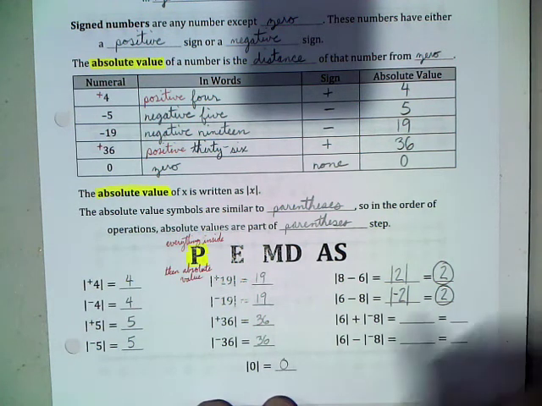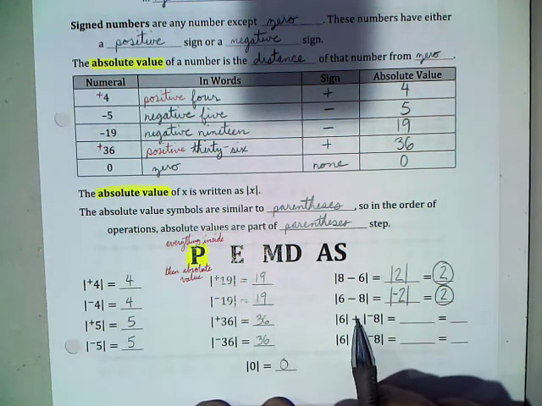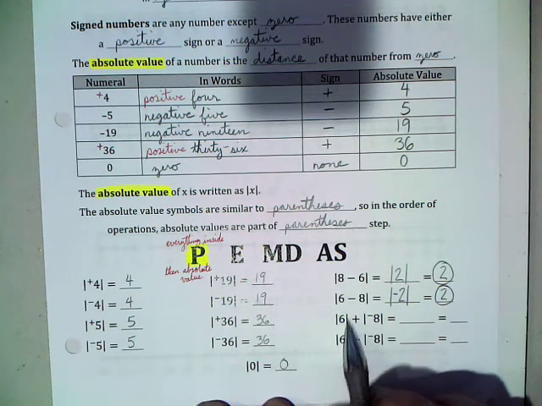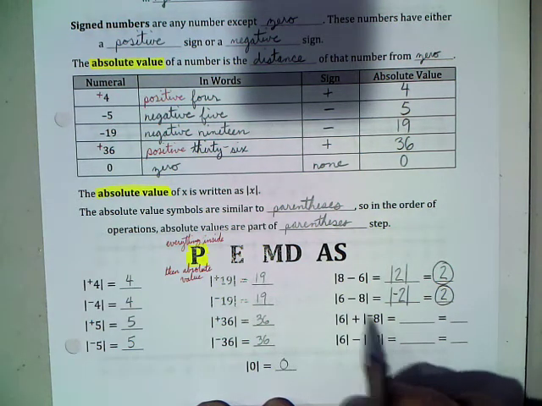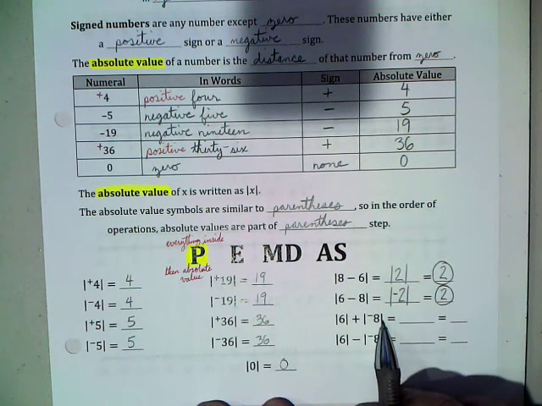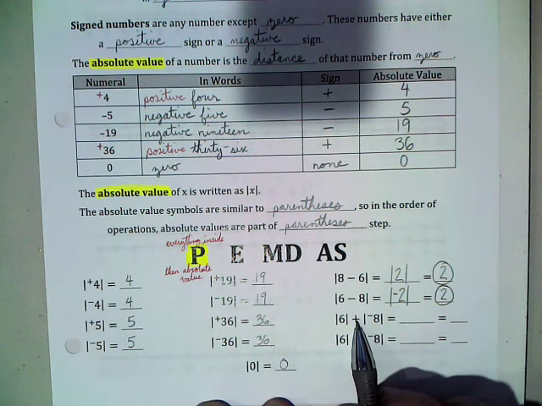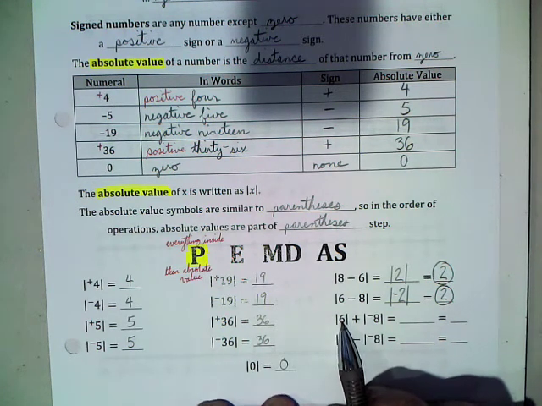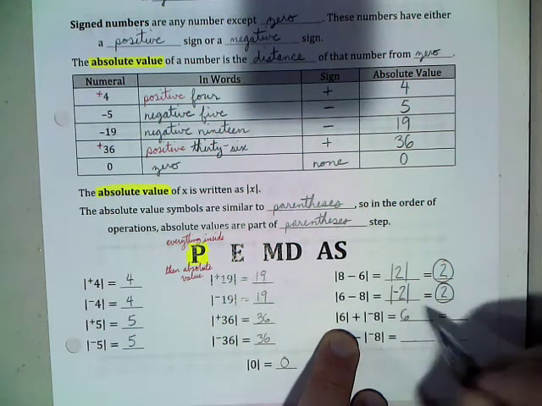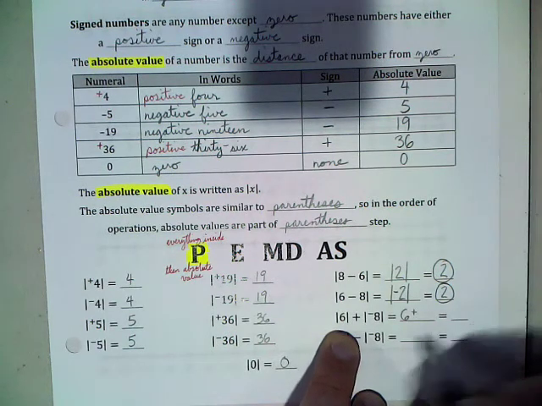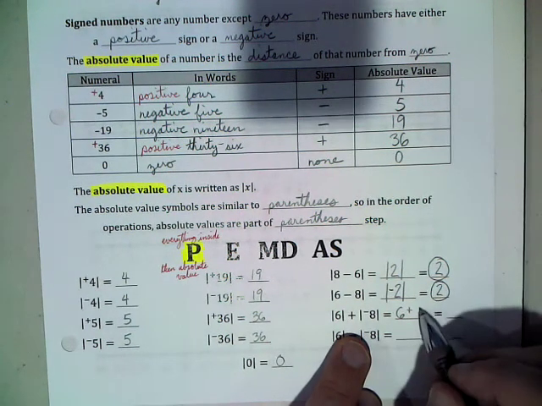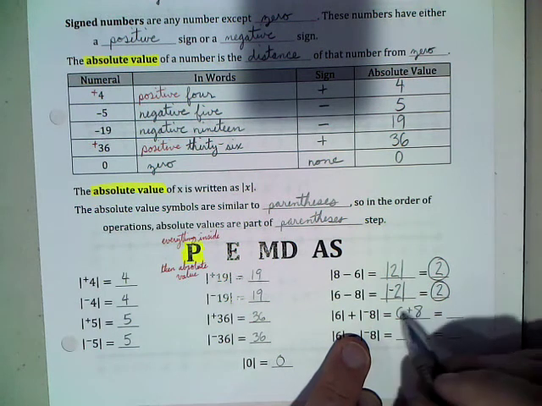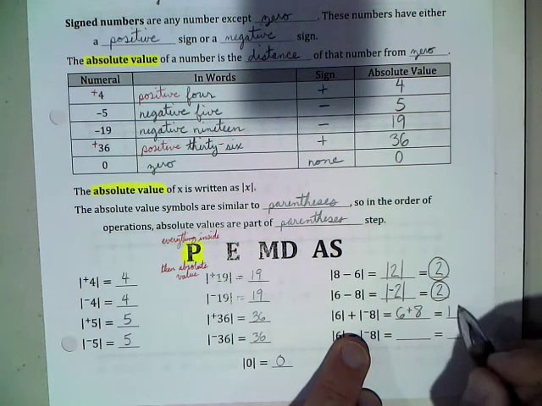For our next one, notice that the plus sign is not inside this pair of absolute values or this pair of absolute values. So this plus sign here is going to happen after I do both of my absolute values. So nothing to do inside. Let's just go ahead and do the absolute value then. Absolute value of 6 is 6. Plus the absolute value of negative 8 is 8. And then 6 plus 8 is 14.